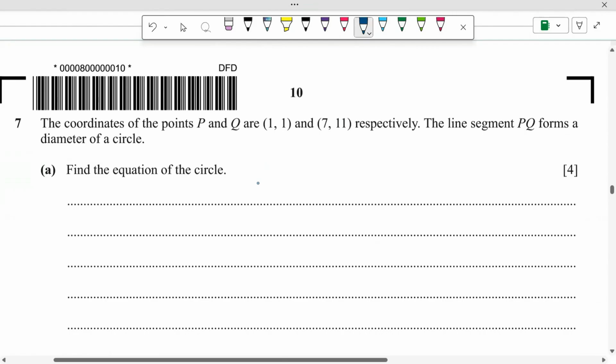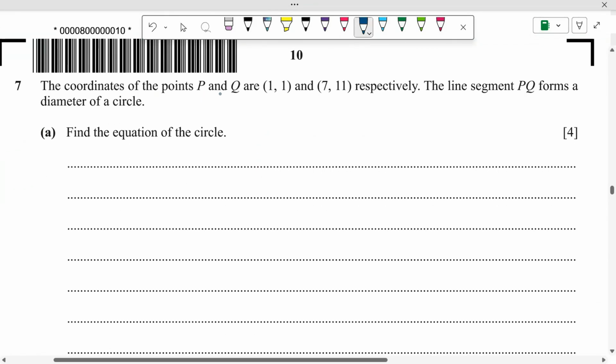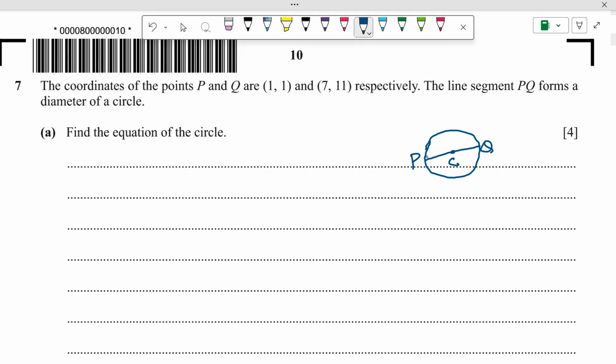Let's move to question number 7. The coordinates of the points P and Q are (1, 1) and (7, 11) respectively. The line PQ forms a diameter of the circle. Find the equation of the circle. Okay, it is given that we have the circle and this is the diameter, which has center C and has the points Q and P, and the coordinates of P and Q are given. We need to find the equation of the circle.